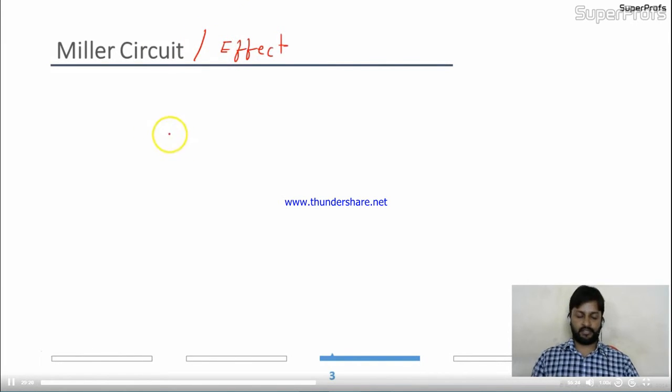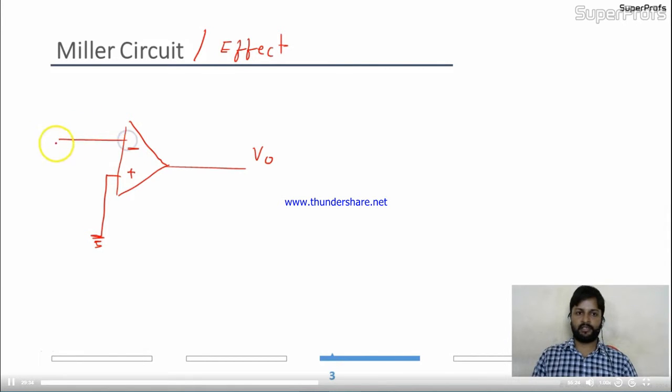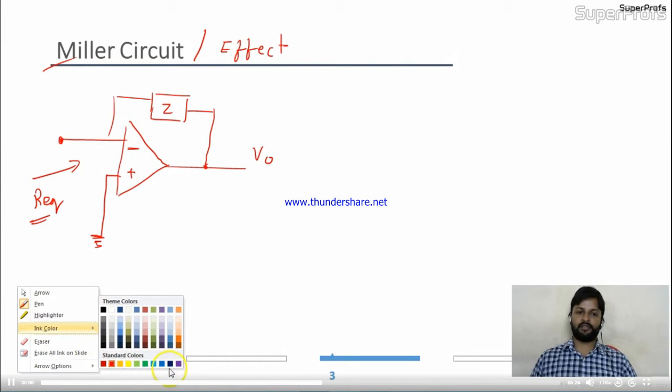What is the Miller effect actually? See, the circuit of the Miller effect is like this: this is V naught, minus, plus, this is grounded. You are applying input over here, and this is Z, the feedback impedance over here. Now, according to the Miller effect, we are calculating the R equivalent of the circuit only. If you have the circuit in this way, what will be the R equivalent, or R at the input stage, you will get in the circuit? Okay, this is nothing but the Miller effect.